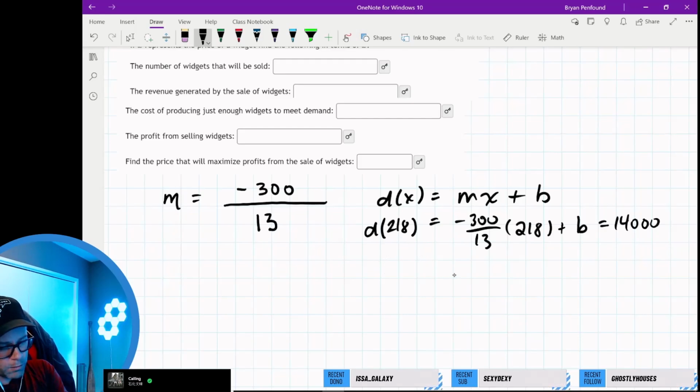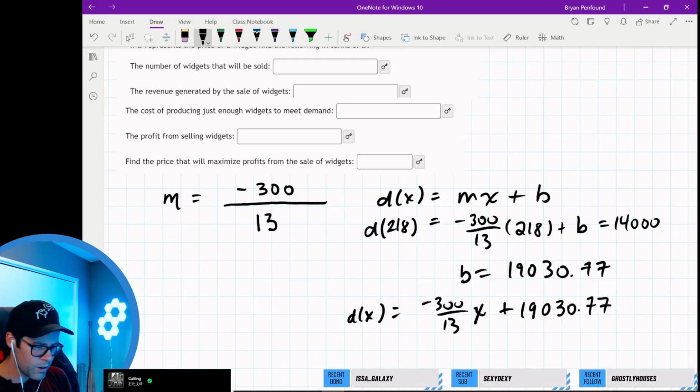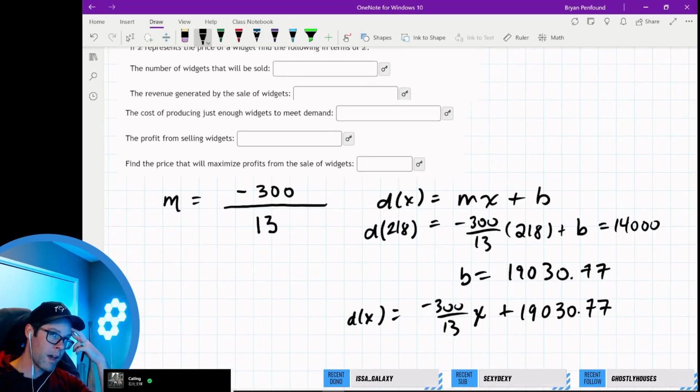And we should be able to double check as well. So if I solve for b here, I get 19,030.77. So our demand function using the 0, like using kind of my solution here, should be negative 300 over 13x plus this. I suspect that theirs might be similar to this if you expand through the brackets.